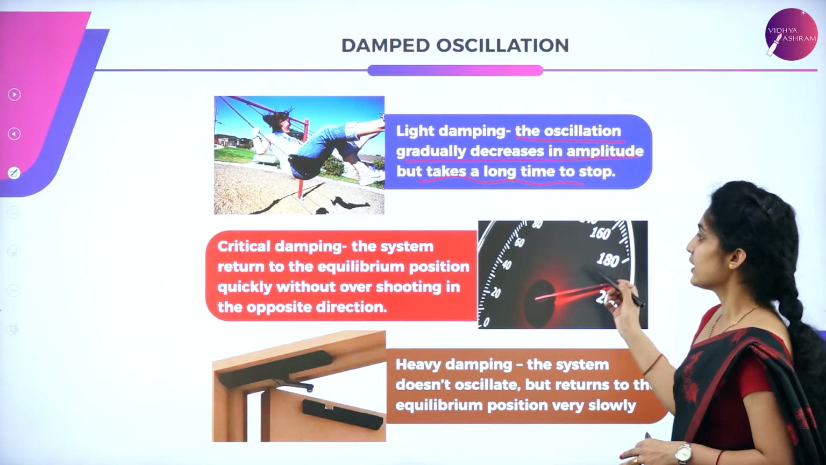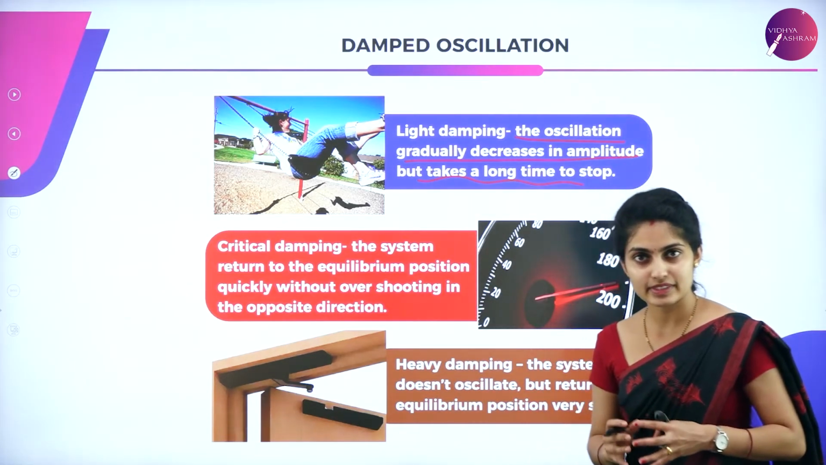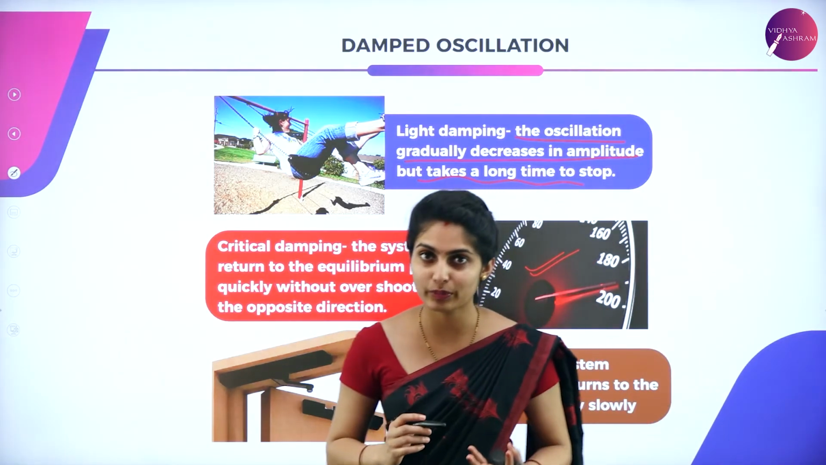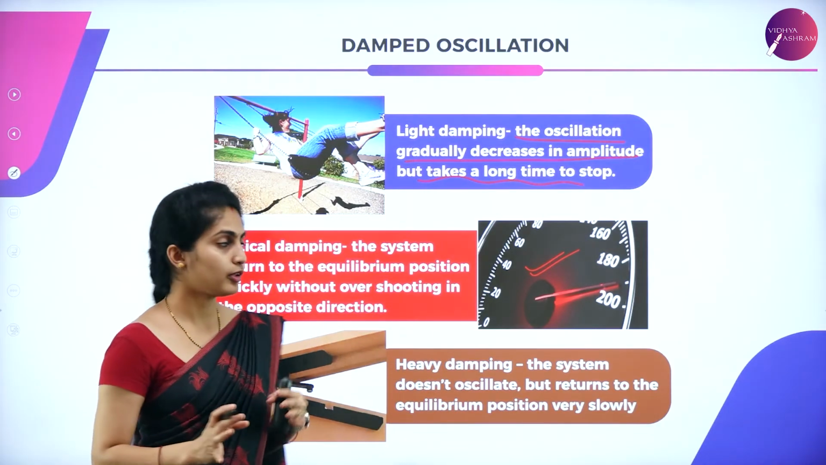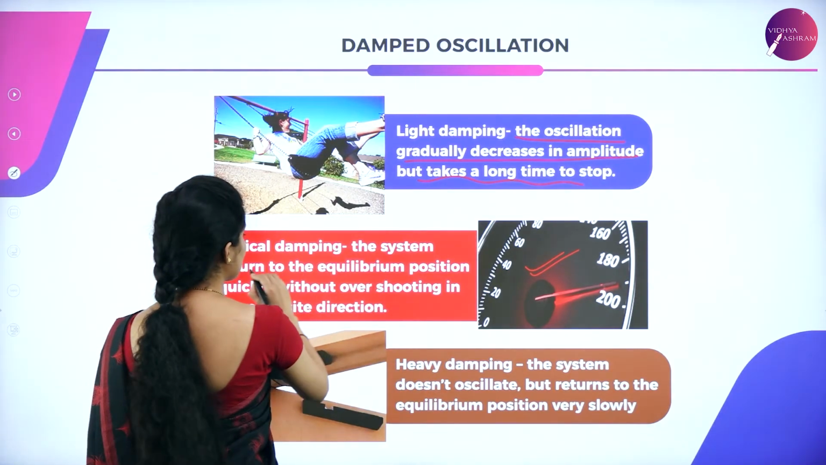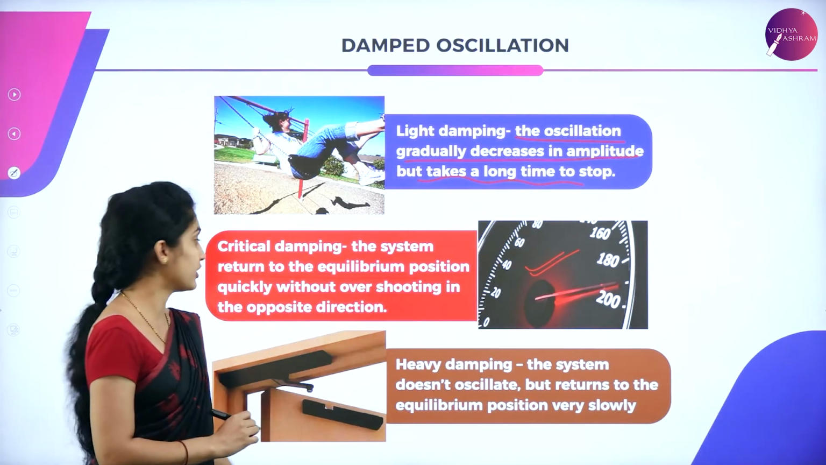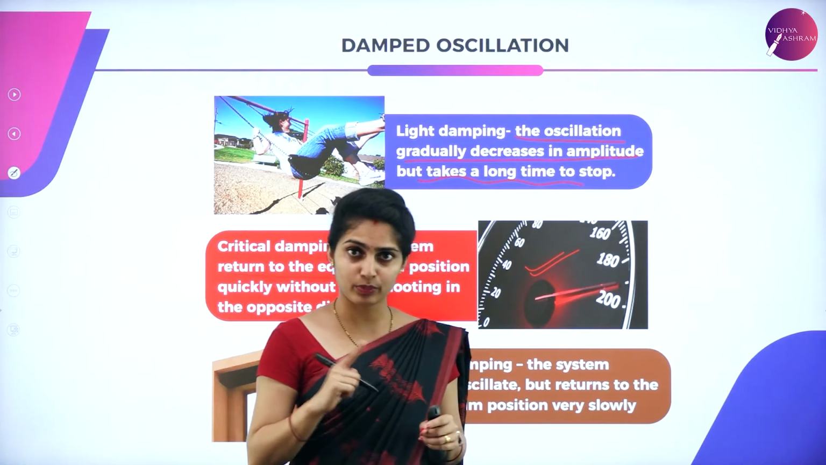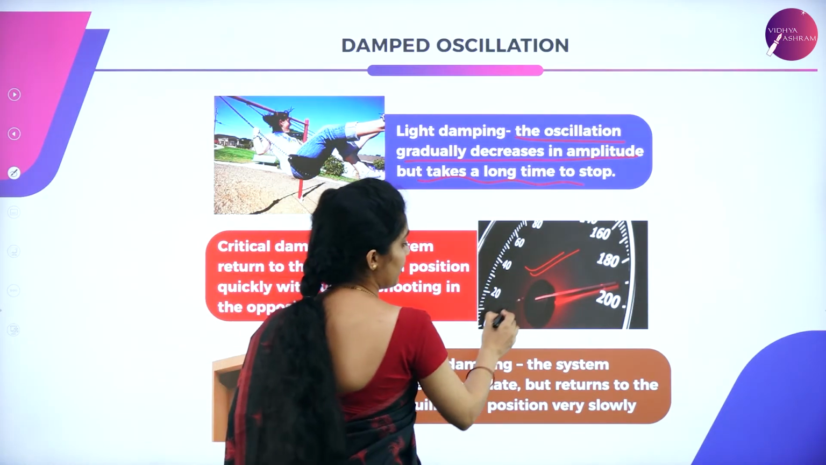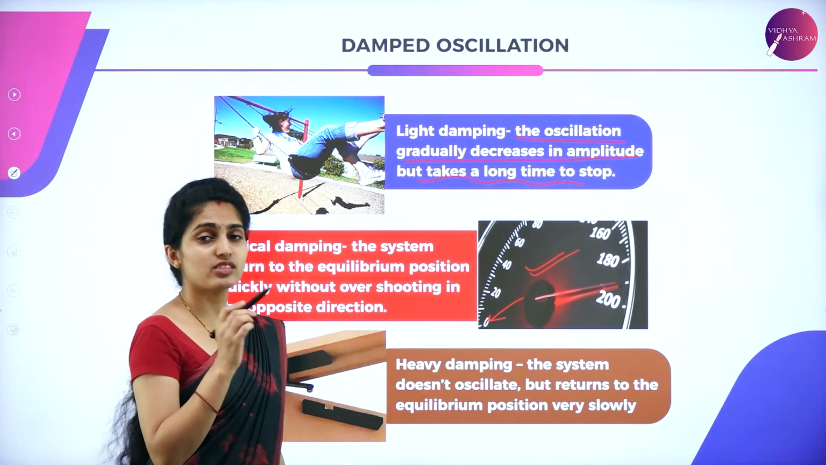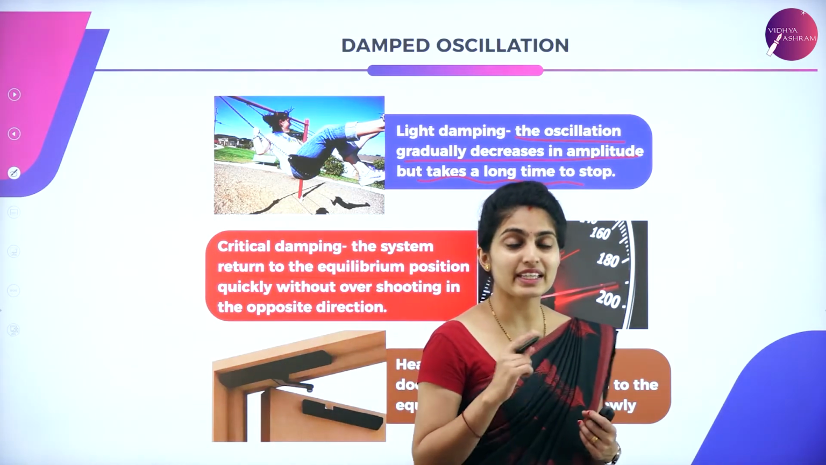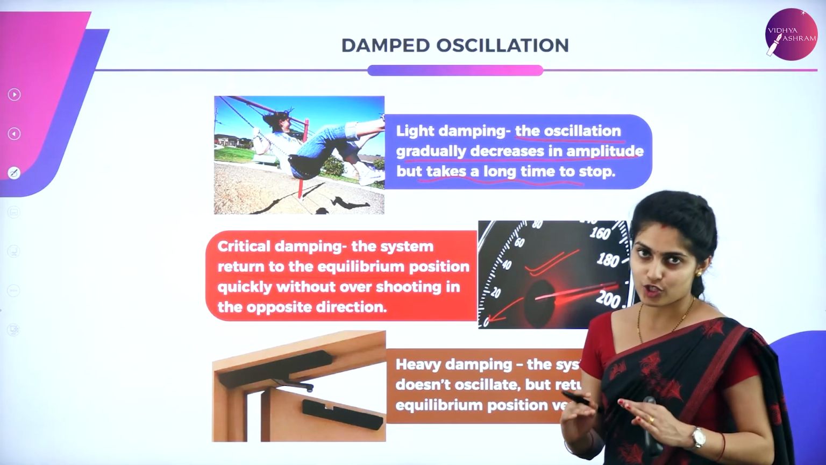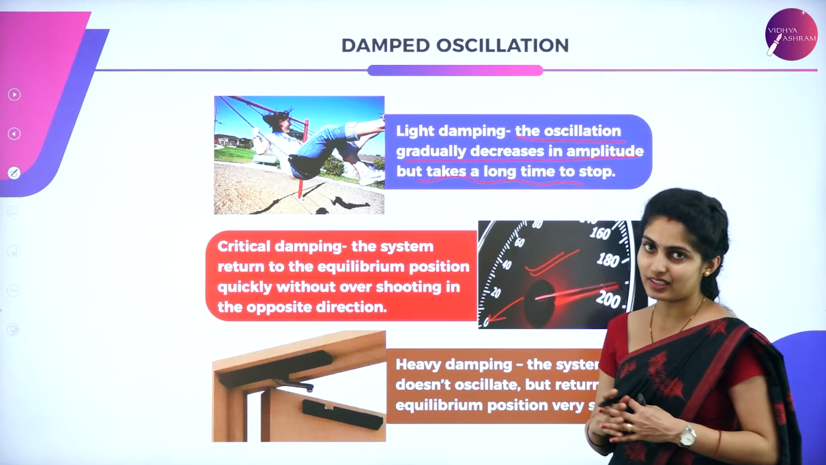Next is critical damping. What exactly happens in critical damping? You can see the meter here. In vehicles, you can see the speedometer. That is an example of critical damping, in which the system returns to the equilibrium position quickly without overshooting. It comes back to its equilibrium position, which is this 0, but it doesn't overshoot. If it overshot, it would confuse the driver of the vehicle. That is why it is made not to overshoot, which is an example of critical damping.